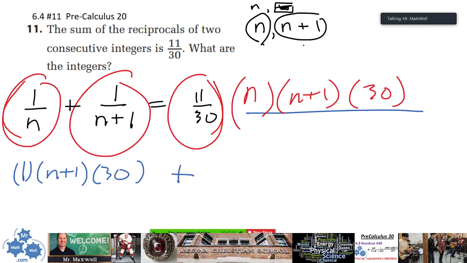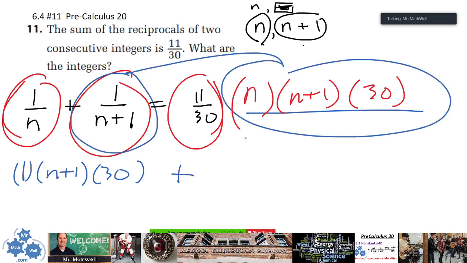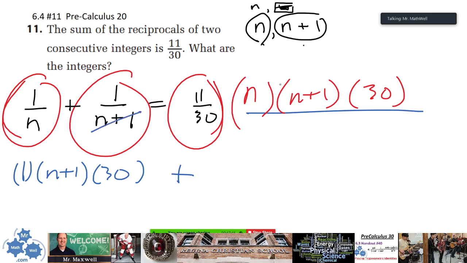What's next? I'm going to multiply this one by these three next. The n plus 1s cancel out. You see that? Top and bottom, you can cancel out a factor from the top and a factor from the bottom. And so what I'm left with is 1 times n times 30.